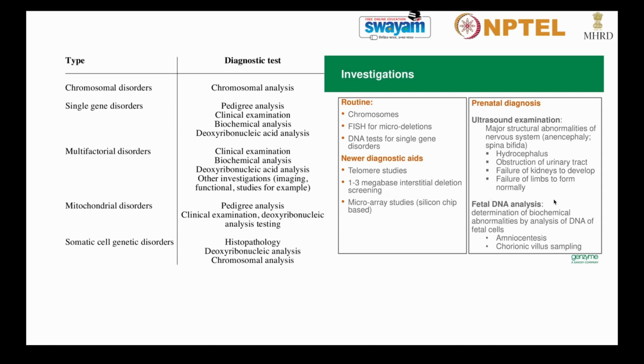And then comes fetal DNA analysis. We can determine the biochemical abnormalities by analysis of the DNA of the fetal cell, for which we can perform amniocentesis and chorionic villus sampling. These are generally performed to analyze the DNA of the fetus. So these are different methods and techniques which you should know, the tests which are generally performed for diagnostics related to disease.